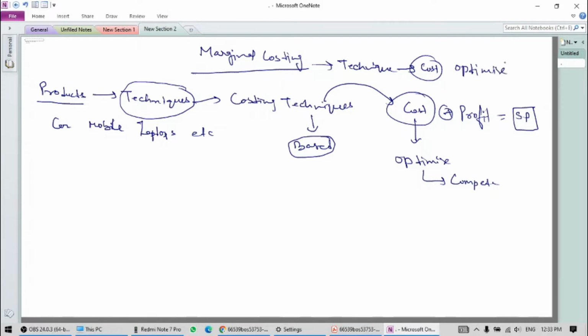Remember one thing: cost can never be zero. If you're manufacturing, or giving some services, or manufacturing any kind of goods, there will be some kind of cost. Cost can never be zero, but it can be optimized to an optimum level, and cost will become zero only when your wastage is zero.